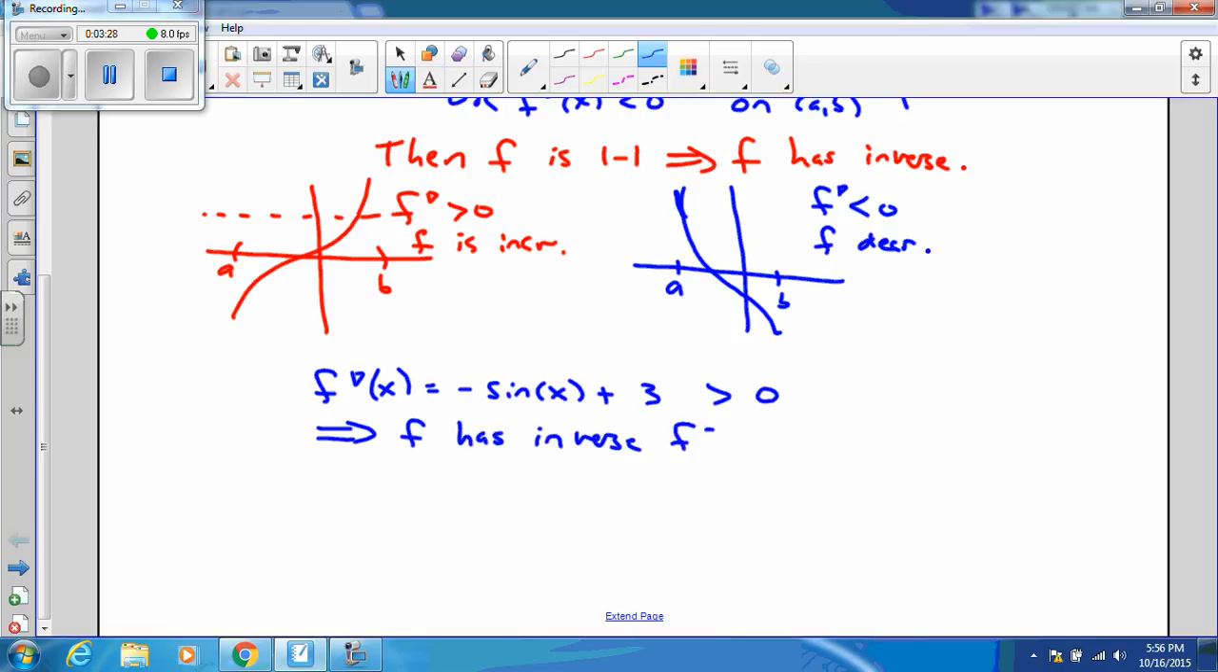I don't know what it is. I really don't. Because it's not possible to algebraically invert f of x. But I know that it has one. And we want to show that this inverse is differentiable, so we will actually calculate its derivative using the inverse function theorem.